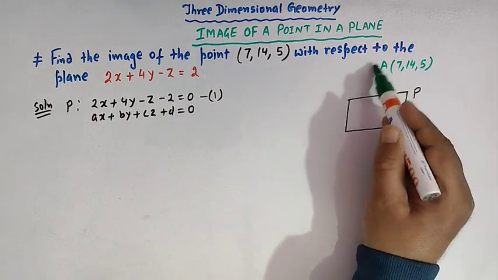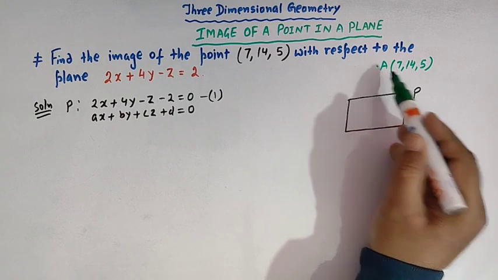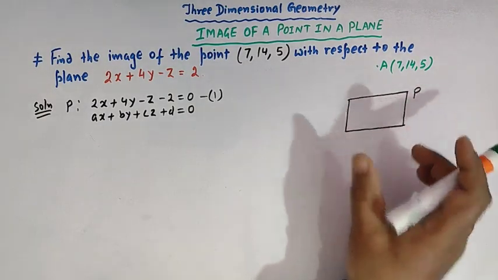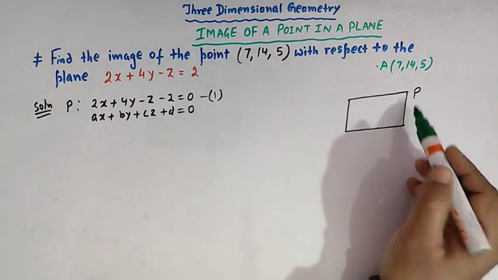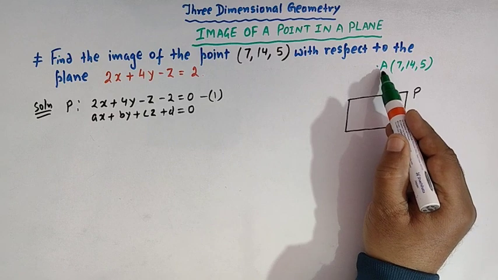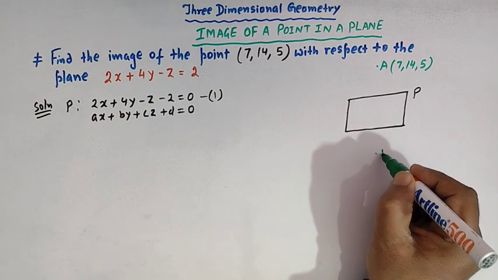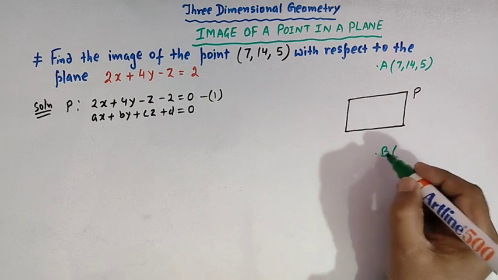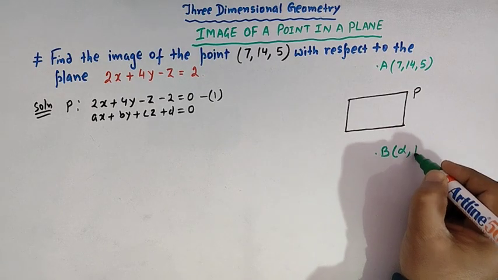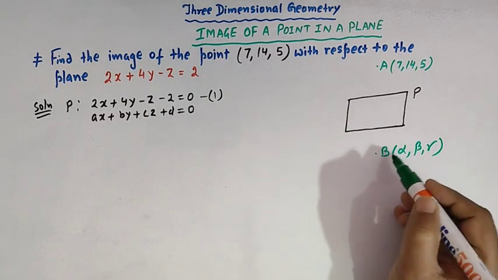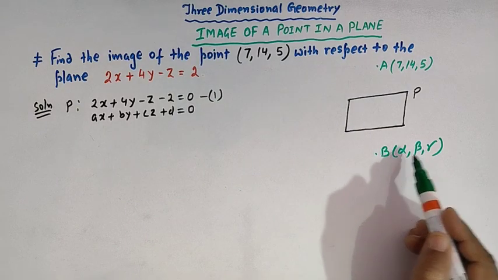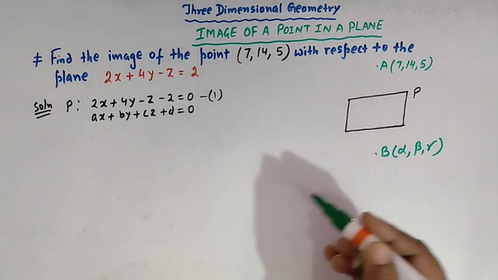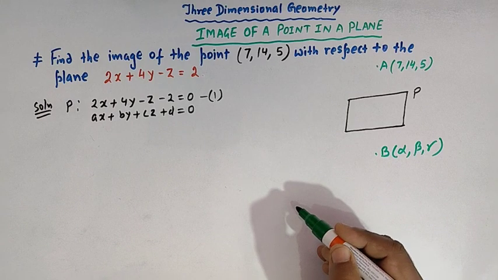We have to find the reflection of this point A, or the image of this point A, with respect to this plane P. So this plane P will act as a mirror, and with this mirror we have to find the image of this point A. Let us call the image B, and let us call the coordinates of this point B alpha, beta and gamma.